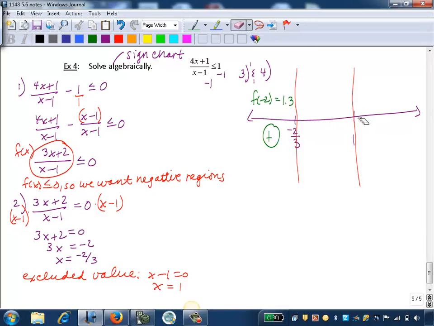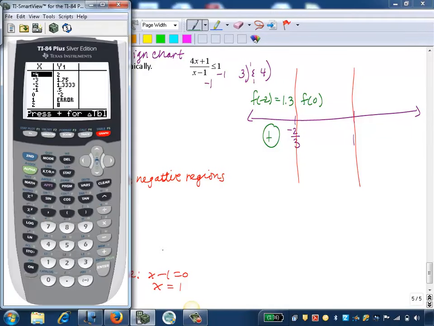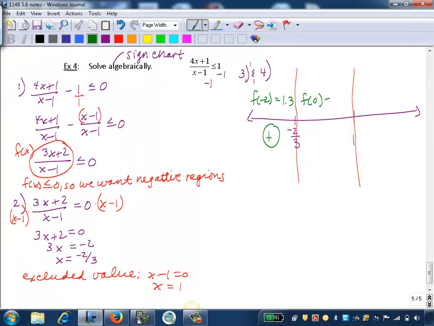Now let's test between -2/3 and 1. Now 0 falls in here, so that would be the easiest point to pick. So if 0 ever falls in any of the regions, you definitely want to pick 0 in whichever region it falls. So we'll find f(0). Again, we could use the calculator if we'd like. So f(0) is going to be -2. So we'll label -2, and we care that it's a negative value there, so that region is going to be a negative region.